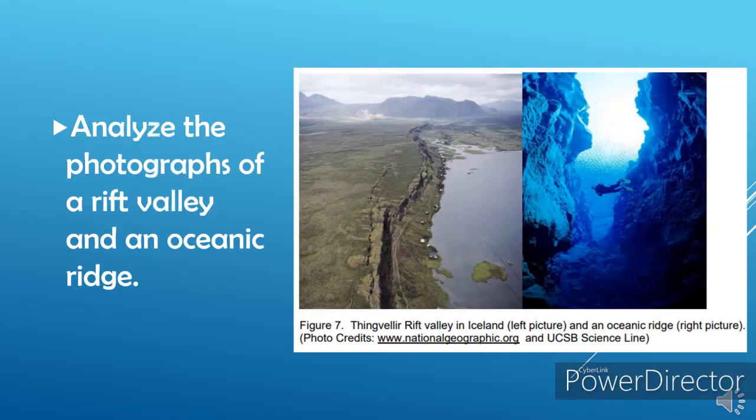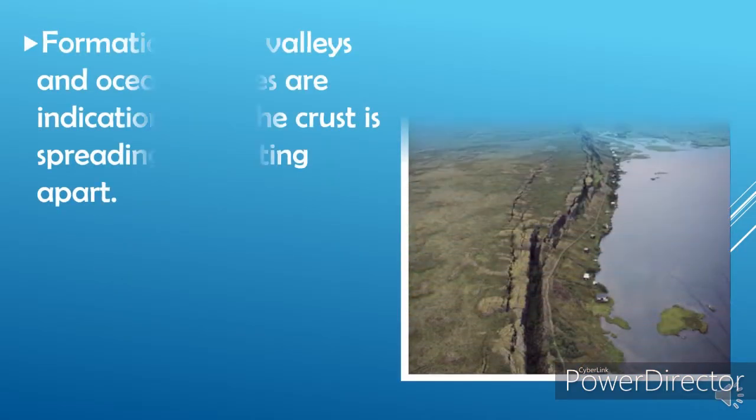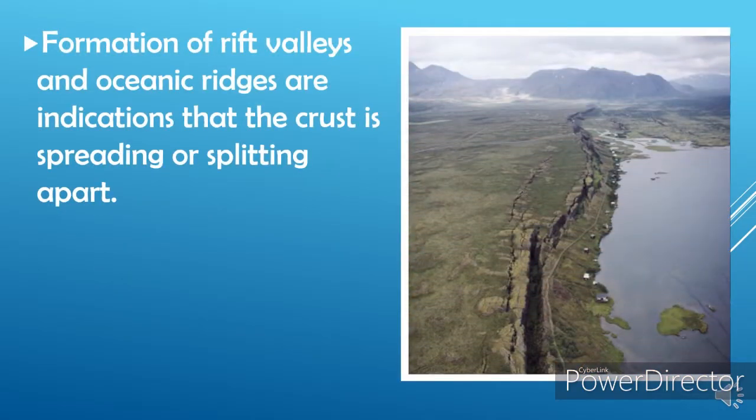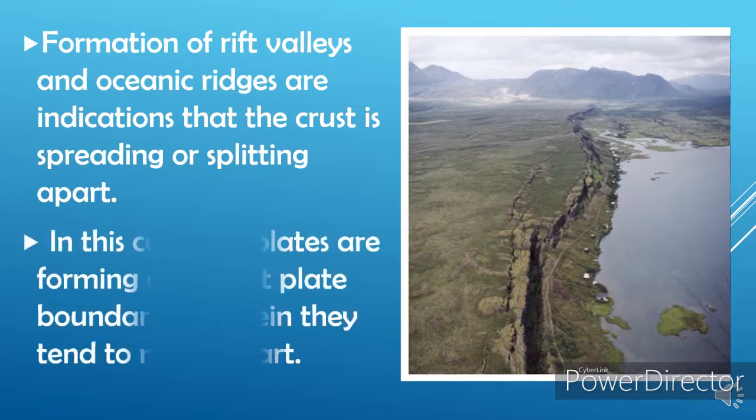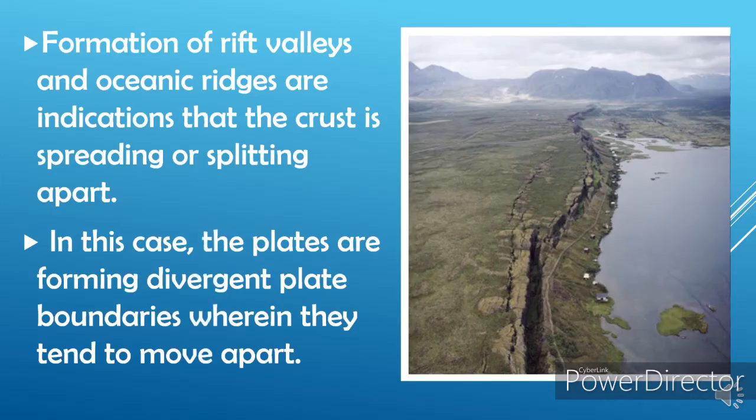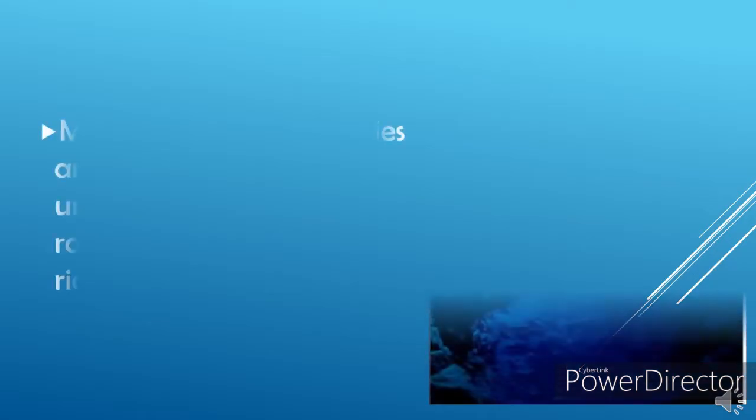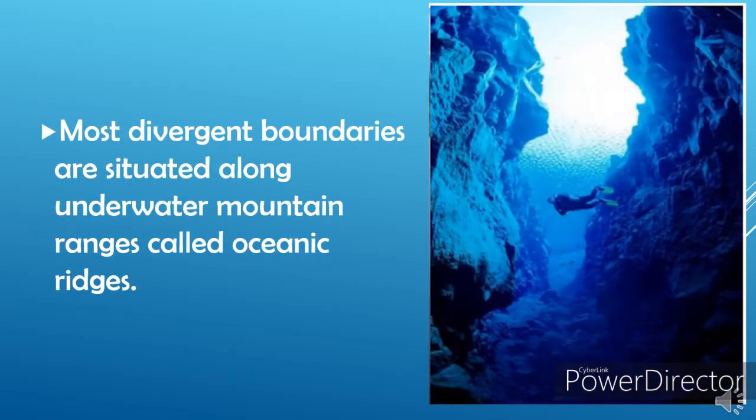This time, let's analyze the photographs of a rift valley and an oceanic ridge. The formation of rift valleys and oceanic ridges is an indication that the crust is spreading or splitting apart. In this case, the plates are forming divergent plate boundaries, wherein they tend to move apart. Most divergent boundaries are situated along underwater mountain ranges called oceanic ridges.